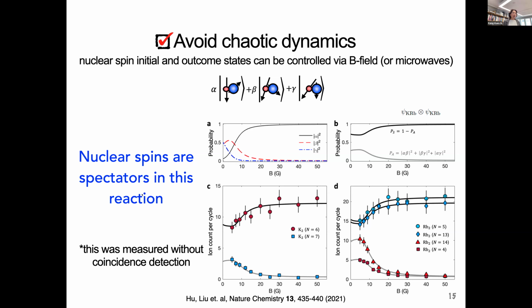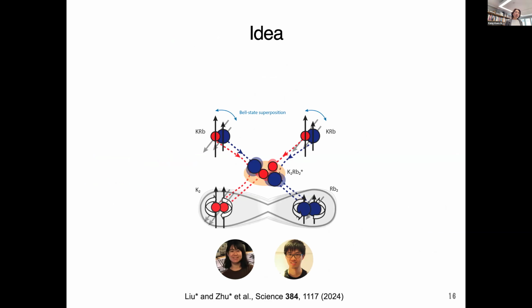So the most important thing is nuclear spins are a spectator in these reactions, likely not participating in the chemical reaction. But this was mapped in the idea of looking at population, so it doesn't really tell us anything about the phase information. That's something we want to look into when we get into the question of whether the reaction coherence is maintained.